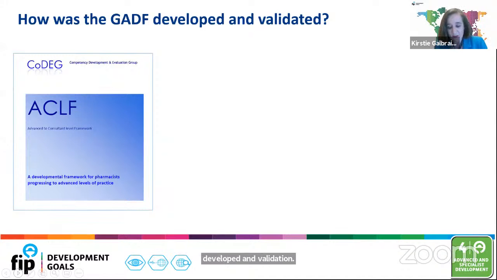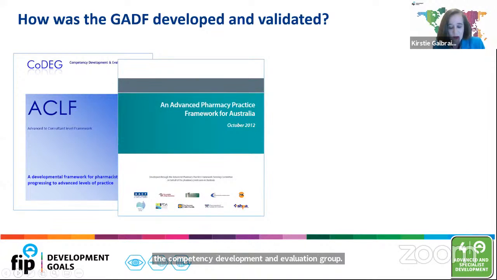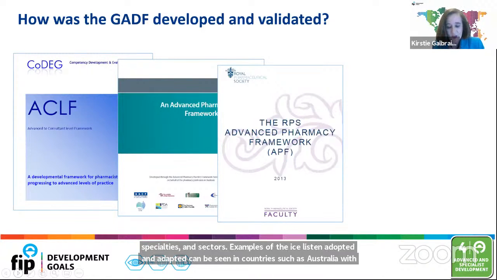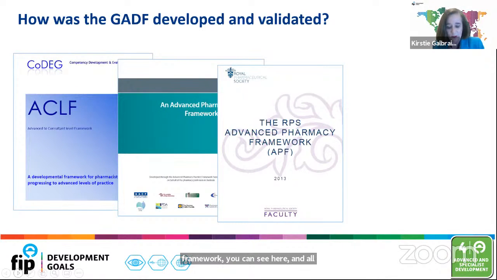As I mentioned earlier, the FIP work in this space started in 2015. However, the basis of the work predates that, and the GADF has its origins in the Advanced to Consultant Level Framework developed by the Competency Development and Evaluation Group. The ACLF was developed using robust methodology and has similar domains and stages of development to the GADF. It has been tested, validated, and implemented globally and has continued to evolve to encompass a range of specialties and sectors. Examples of the ACLF being adopted and adapted can be seen in countries such as Australia, with the Advanced Pharmacy Practice Framework you can see here, and also the UK with their Advanced Pharmacy Framework.